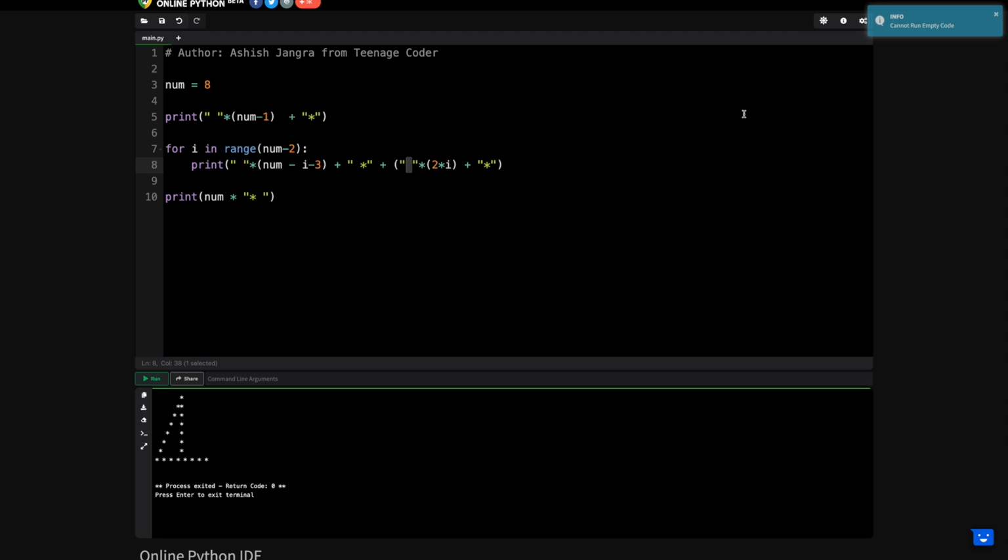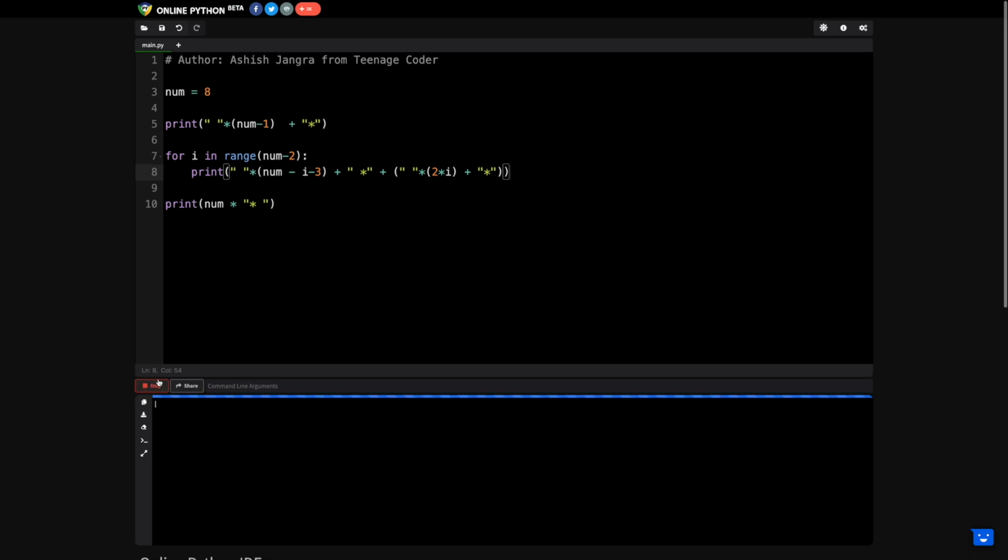Okay, I need to add a bracket here. Yes, so this is what we are getting now, and this is the exact value that I want. But here I'm also having one problem, and the problem is at index 0, because i is starting from 0 and 0 multiplied by 2 will return you empty space, right? And 0 multiplied by space means I am having no space. But here I need to add 1 space.